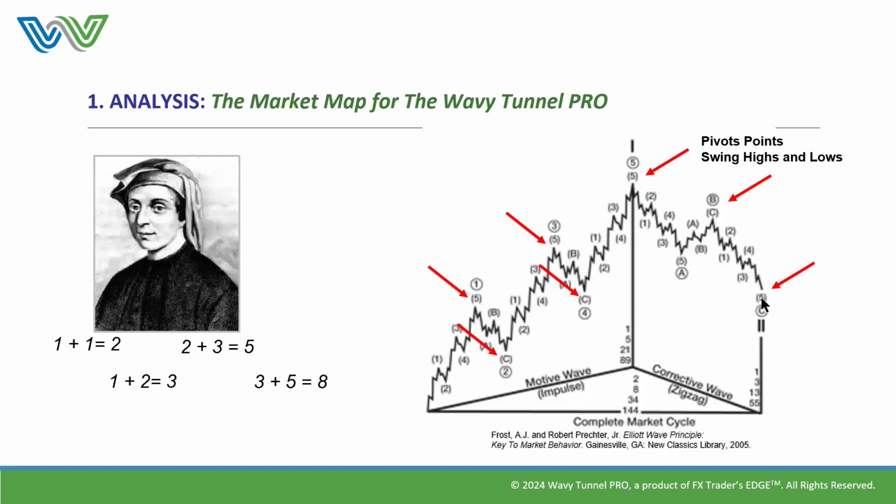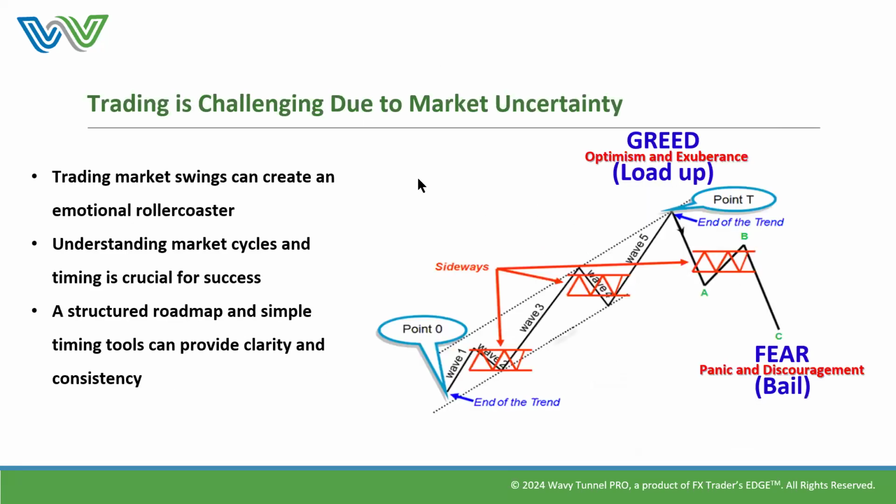And on the right, we have a 3-wave correction. This is most commonly referred to as a zigzag, and there are many corrections in the market, but this is the steep correction that corrects the impulse wave. And this is the market map, and I'm going to show you how I use this with the Wavy Tunnel Pro. And all of these swing highs and lows are called pivot highs and lows, pivot points, etc. So that's about as much wave counting as we're going to do, and I didn't count those waves.